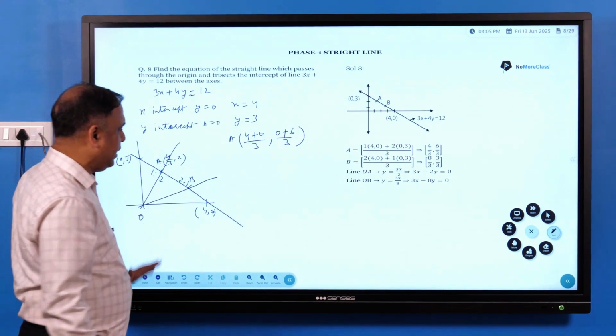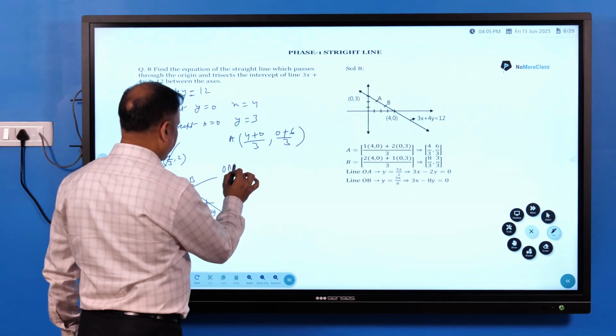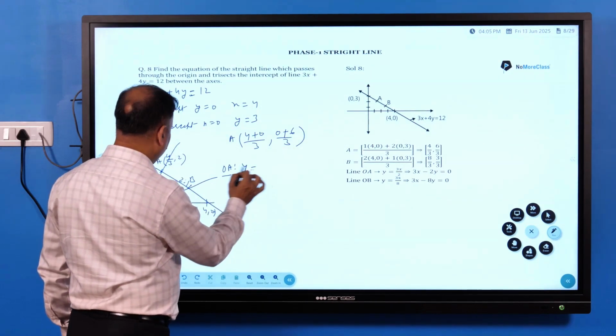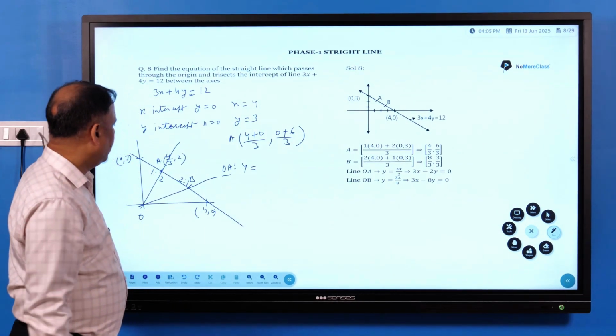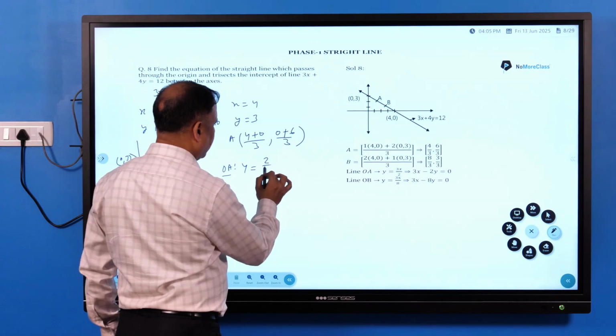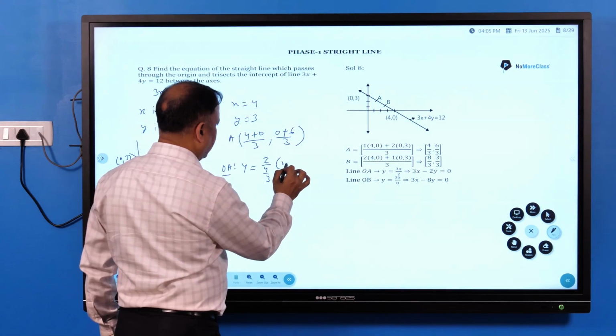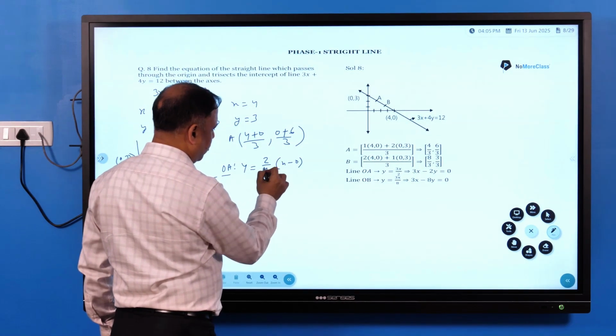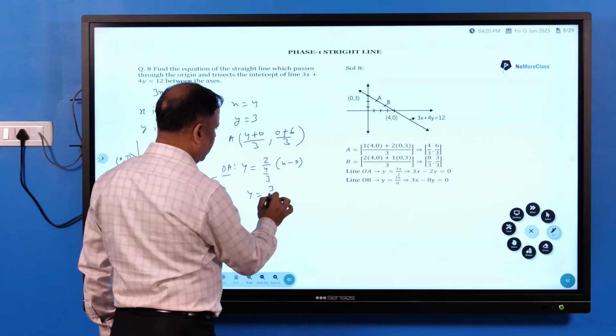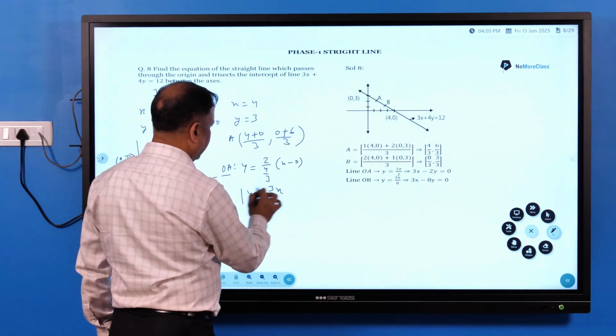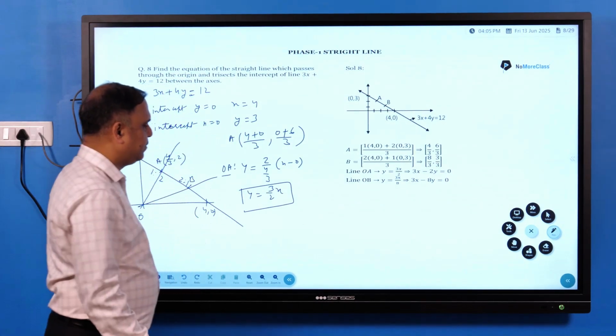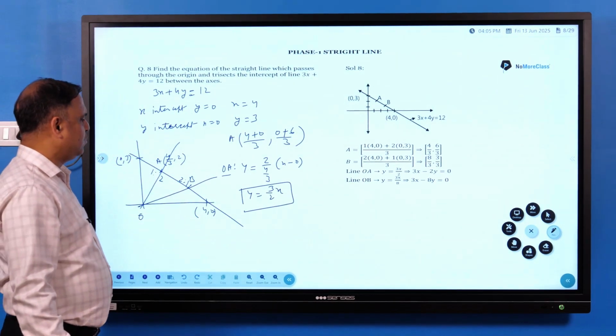What is the equation of this line? Equation of line OA passing through the origin. So y is equal to, taking x1, y1 as 0, 2 upon 4 upon 3 into x minus 0. So this will go to the top, this will cancel. So y is equal to 3 upon 2 x. This is one line. Or 3x minus 2y is equal to 0.